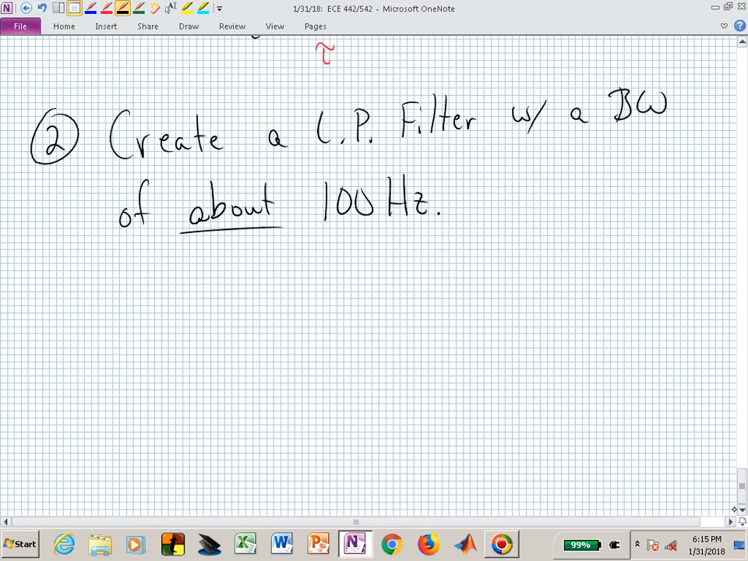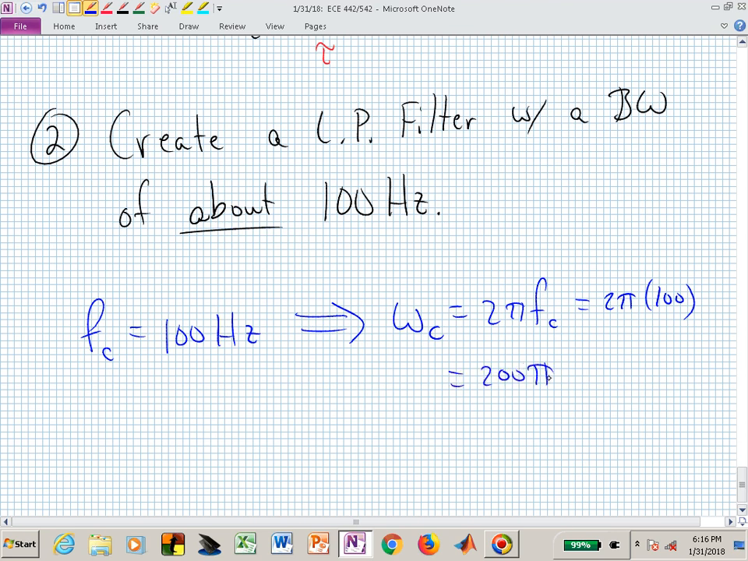So that's where the about comes from. When I see a pi, I'm just going to replace it with 3. So I want a bandwidth of 100 hertz. That says then that the cutoff frequency of my filter is 100 hertz. But when I'm playing with S, I'm in radians per second, not in cycles per second. So I need to convert this into omegas, and that's just 2 pi f sub c. 2 pi times 100, so this is now 200 pi.